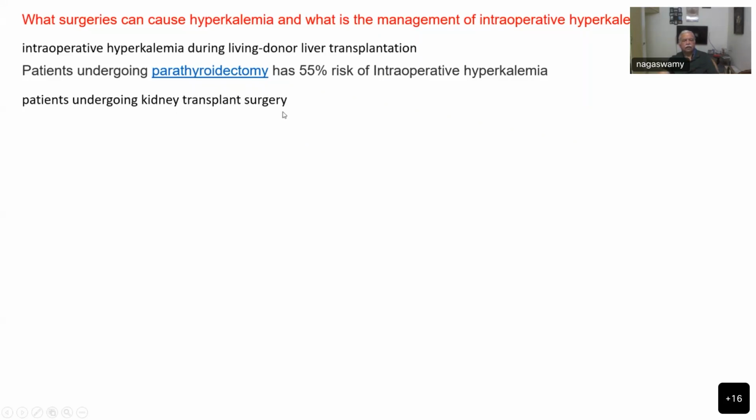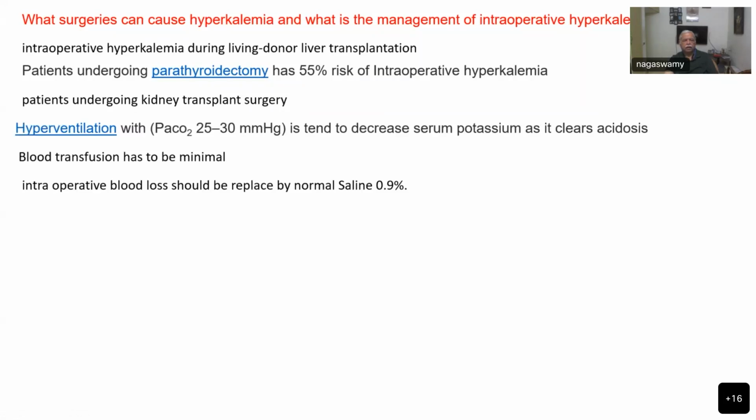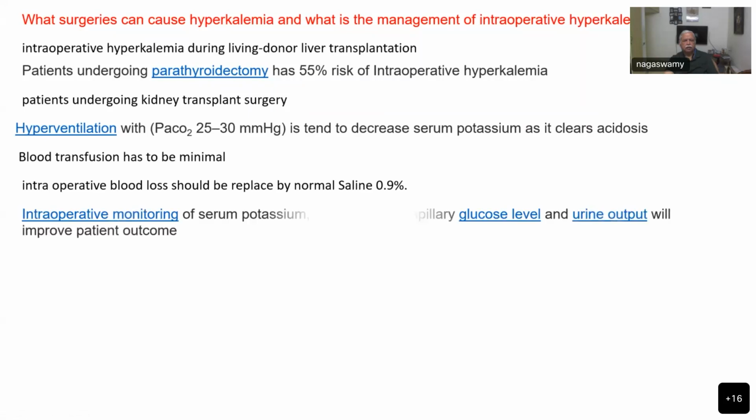and the second reason is they have clamped the vessels, and then it's like a tourniquet. They release the vessels after the occlusion, especially the arteries. So that also contributes to hyperkalemia. So the clamp release after graft anastomosis is a very important step where you can develop hyperkalemia and all cardiac complications. And temporary hyperventilation can reduce this condition, and you must avoid blood transfusions if the patient is likely to develop hyperkalemia, and intraoperative blood loss can be replaced by normal saline.